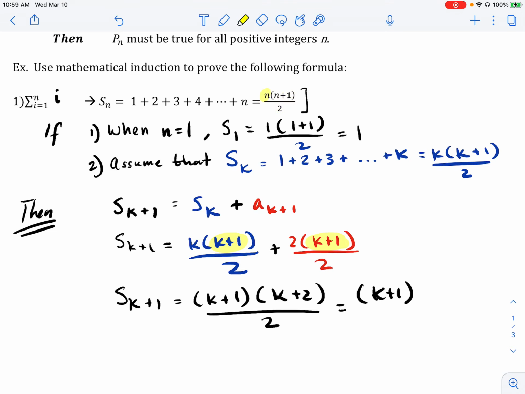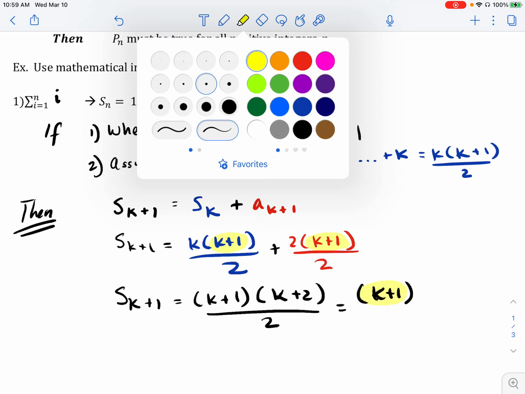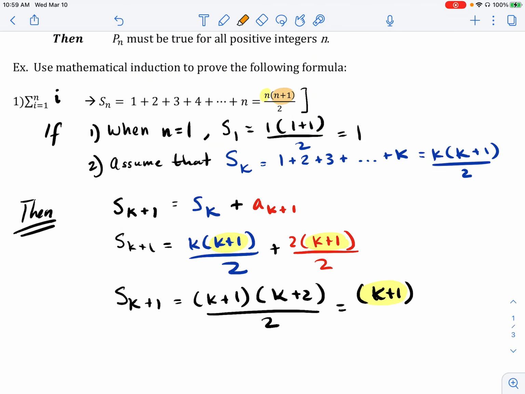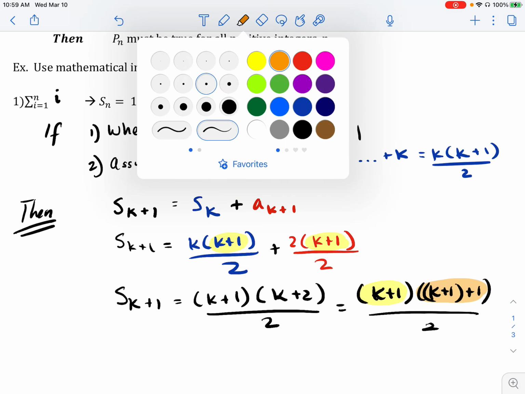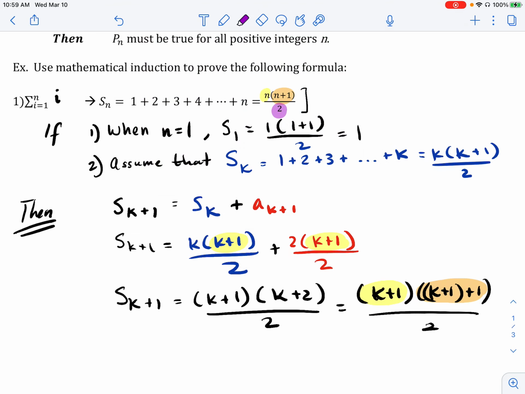So n is equal to k plus 1, so there's that. Next color, n plus 1 has to then be k plus 1 plus 1. There's our n plus 1. And all of this has to be over 2. I'm just going to do a color for that. That has to be over 2.